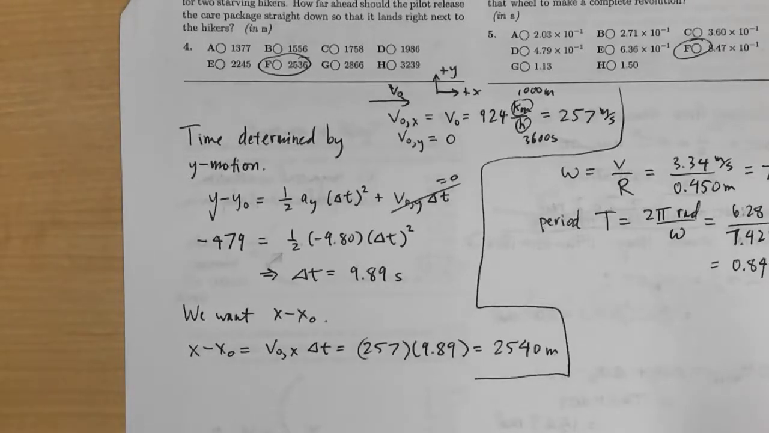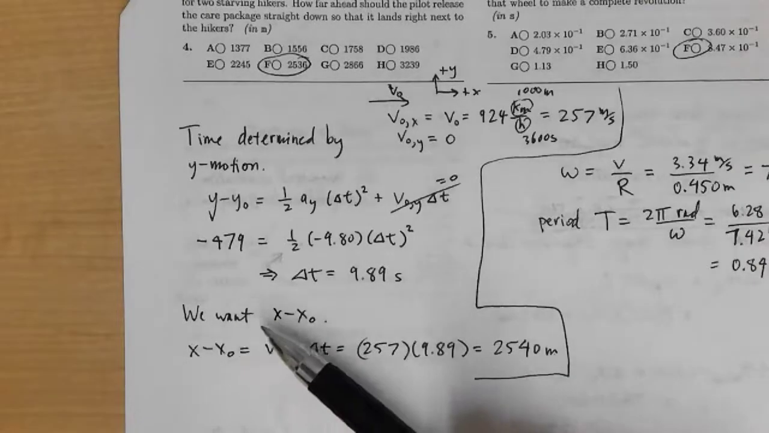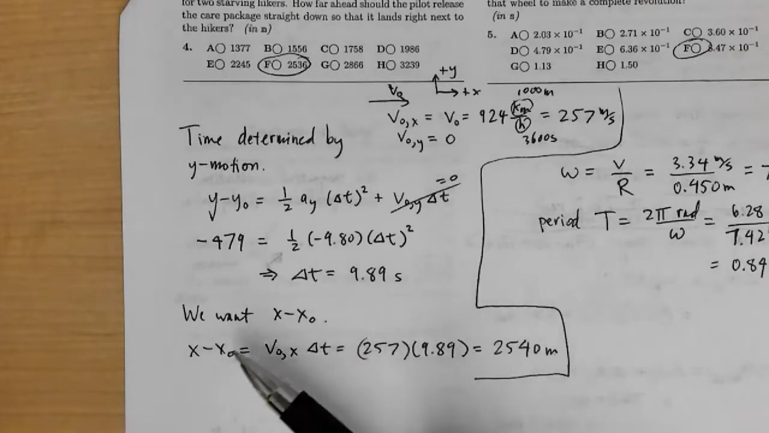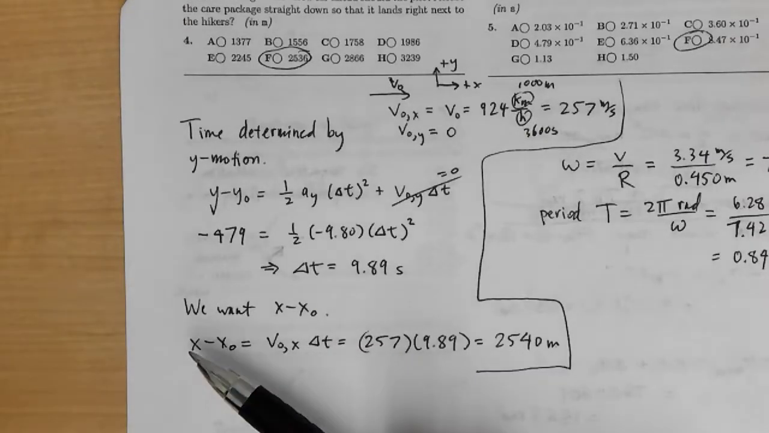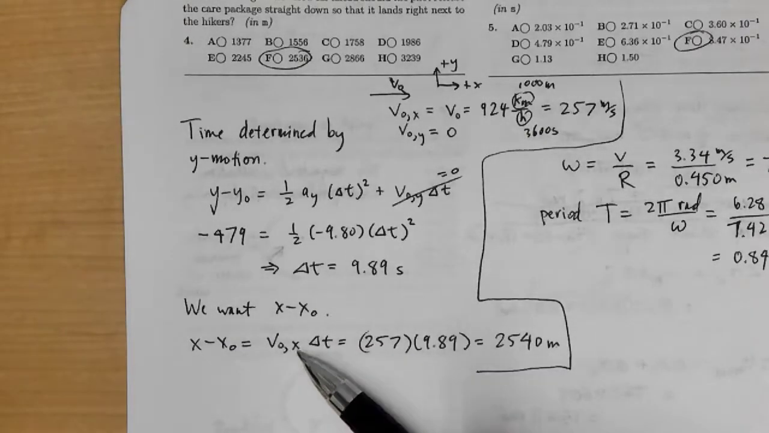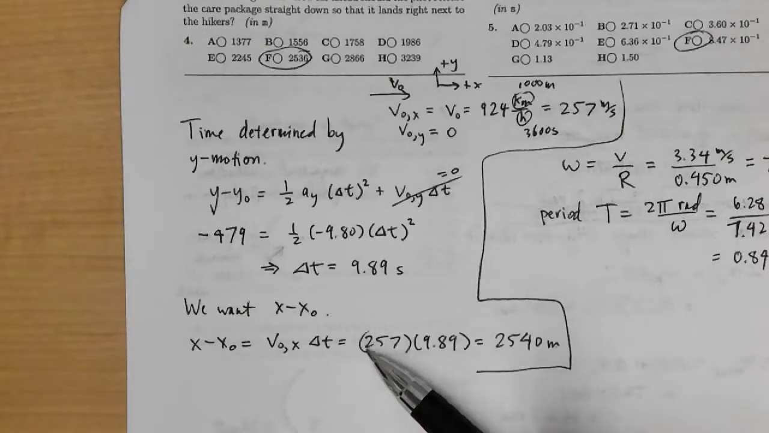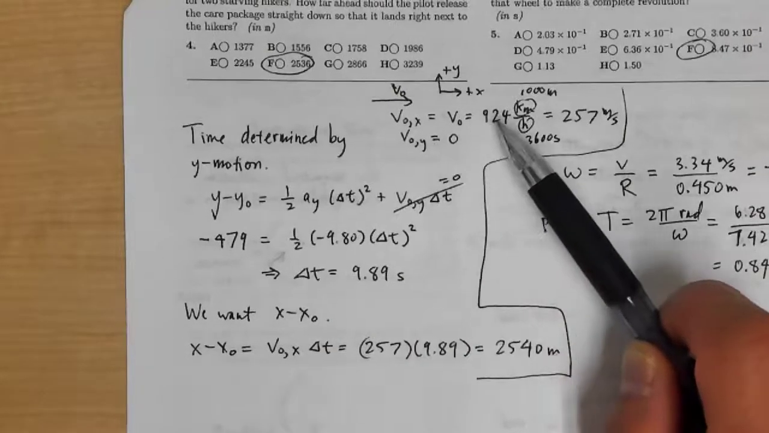Now we look at the x direction and say we know delta t, so let's calculate x. There's no acceleration in the x direction. So x minus x0 is v0x times delta t. So that's 257 for the v0x that we calculated here.